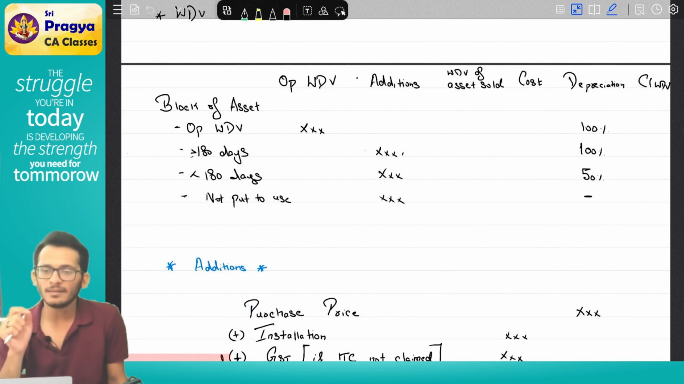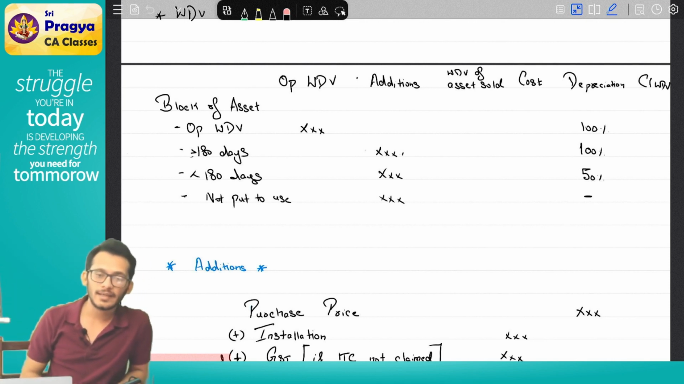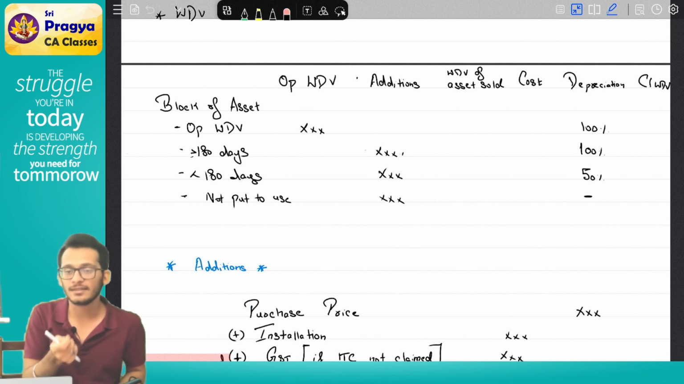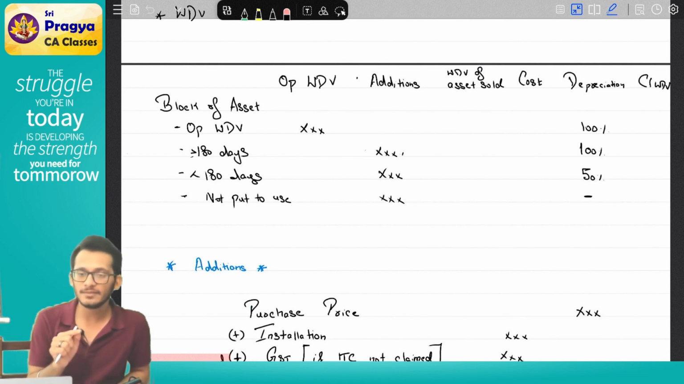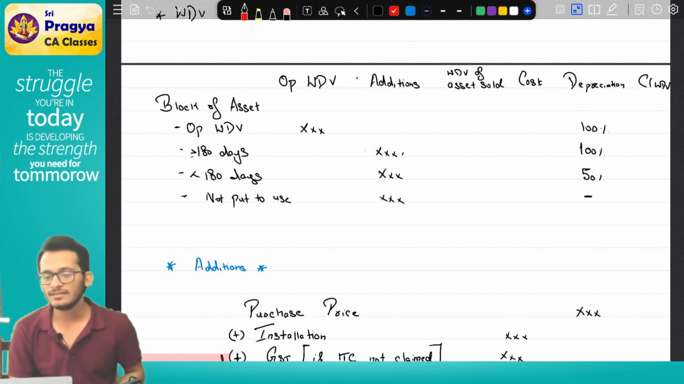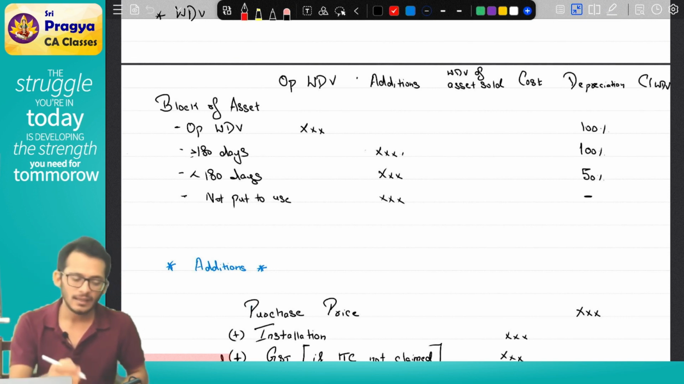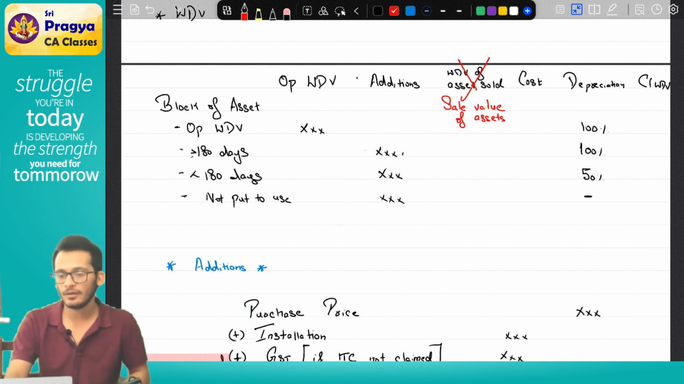I don't even know what asset it is. So in income tax, if I have to reduce WDV of the asset sold, do you think I can do it? No, because I don't even know what the asset is, so I don't even know what the WDV is. But have I made some sales? Yes. Income tax says, don't worry. Instead of you reducing your WDV, you can end up reducing your sale value.